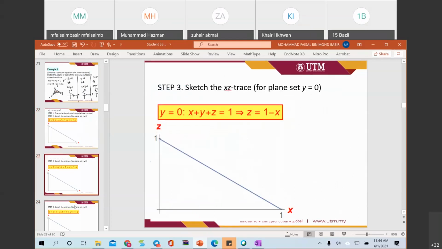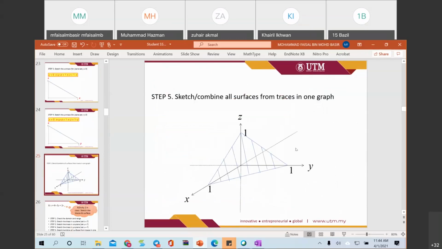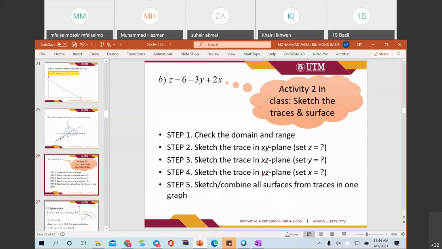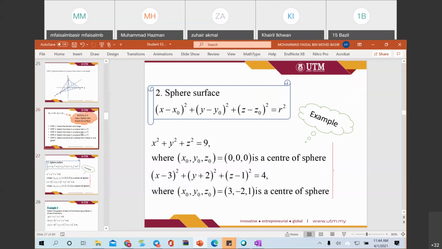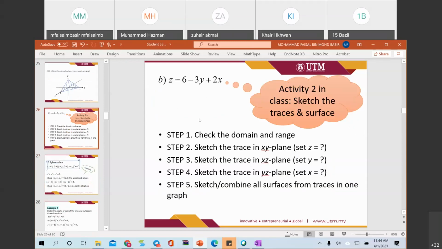Okay, for B, I've shown this. For B, same thing. In the xy plane, you set z0, then y0, x0. For this case, set everything 0. In some cases, you cannot put 0. I will show you later. Okay, I want someone to do this.